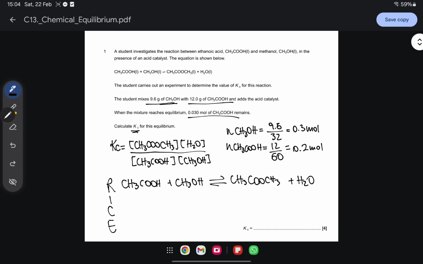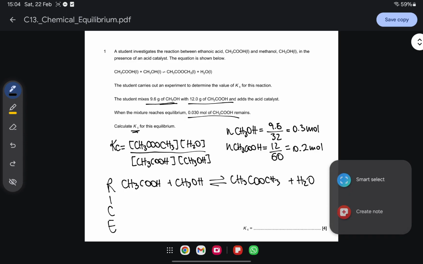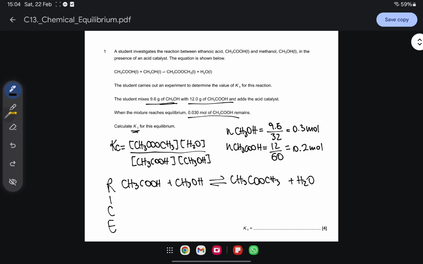Having found that, we can see from the question that the student mixes, and then when it reaches equilibrium. So this is what distinguishes between the initial moles, the I, and the equilibrium. This is what we need to analyze when we do these Kc calculations. In fact, the methanol is going to be 0.3 moles and then 0.2 moles of the ethanoic acid initially. Now, at the beginning, we have no products. In this case, sometimes you might have some.